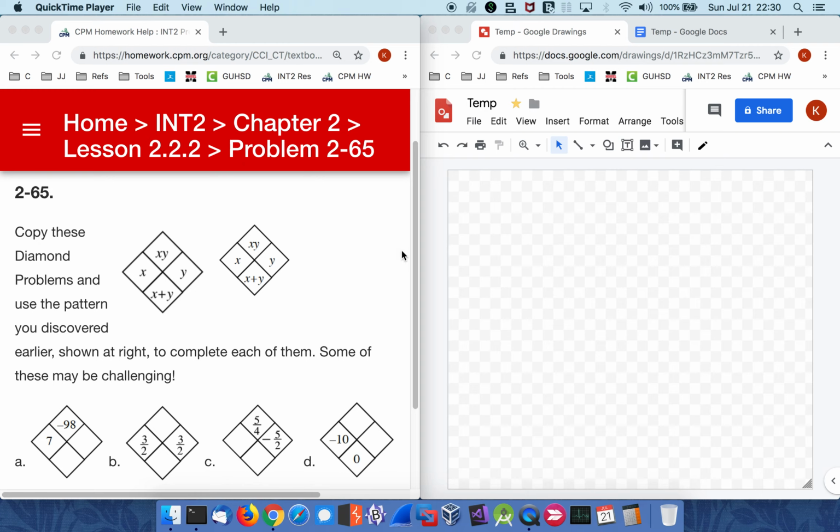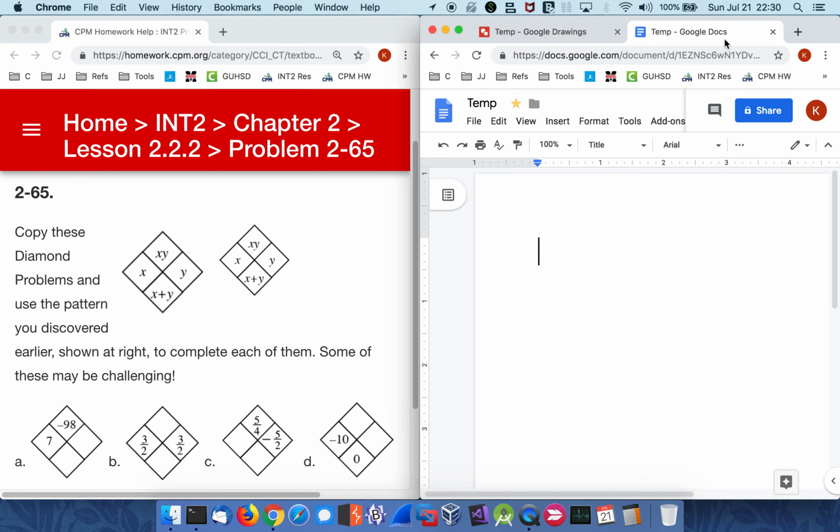All right, we're on lesson 222, problem 2, tax 65. And this looks familiar, doesn't it? Copy these diamond problems and use the pattern you discovered earlier, shown at the right, to complete each of them. Ooh, some of these may be challenging. All right, well, let's see if they can really challenge us. Let's go for A first.